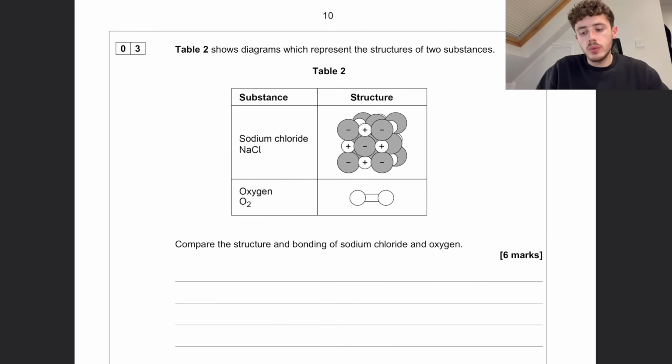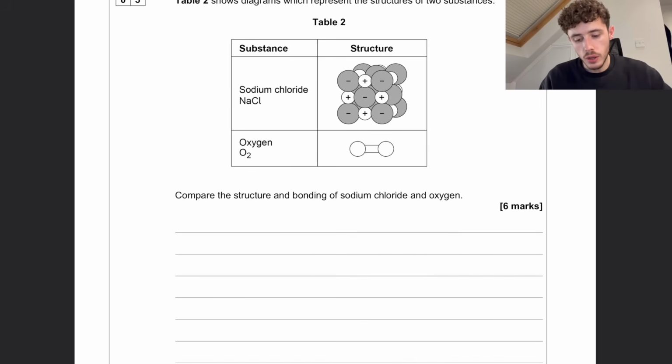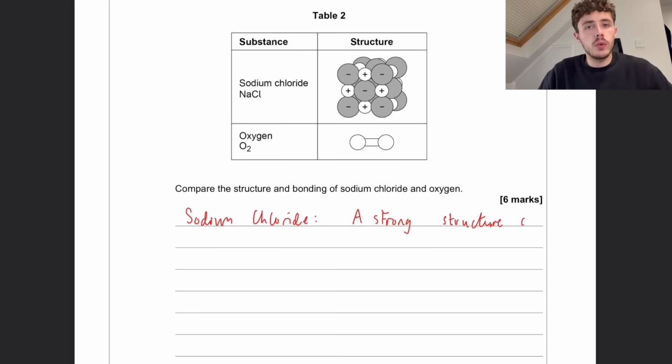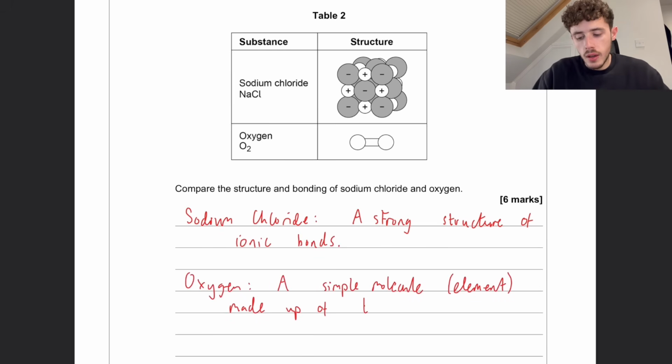Question number 3. Table 2 shows diagrams which represent the structures of two substances. So we have sodium chloride and oxygen. Compare the structure and bonding of sodium chloride and oxygen. So 6 marks, so we can split this into 2 and do 3 marks on each. First of all, if we explain the description of what sodium chloride is, it is a strong ionic structure. If we do the same for oxygen, we can say that oxygen is simply a molecule made up of 2 of the same type of atom.